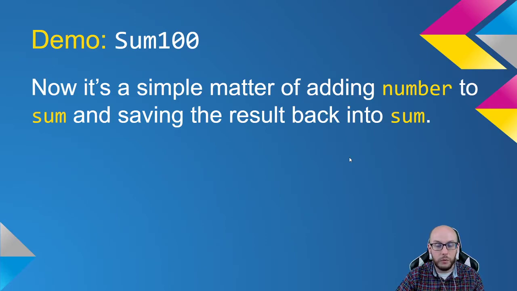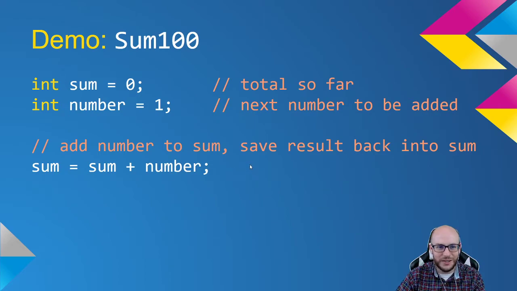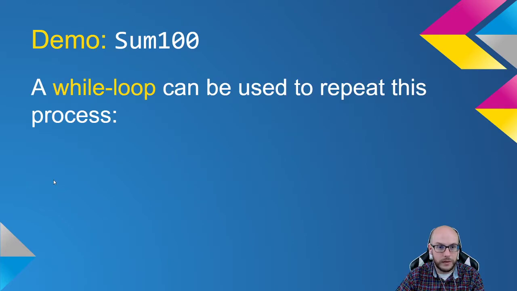Now it's a simple matter of adding number to sum and saving the result back into sum. So what one iteration of this, I shouldn't be using that term yet, but one iteration is I want to update sum. I want it to become what it currently is plus the new number. So I want to add number to sum, save the result back into sum, right? Right now we're looking at taking 0, adding 1. That gives me a total of 1, and that is the new value for sum.